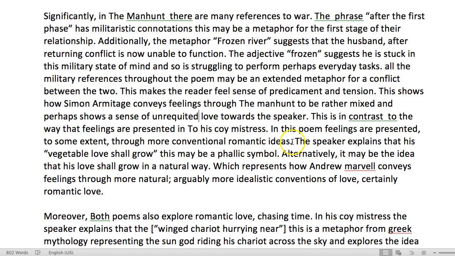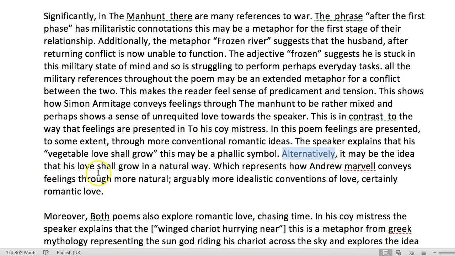Good, you're continually answering the question here, and hopefully you're going to give us a quotation that looks at those romantic ideas. The speaker explains that his vegetable love shall grow. This may be a phallic symbol. Well, that's absolutely true, but it's got nothing to do with the romantic ideas. So you want to explore the romantic ideas here with a different quotation, and then show how he actually attacks those romantic ideas by being deliberately vulgar and suggestive. Alternatively, and when you do that, you tell the examiner that you are being exploratory.